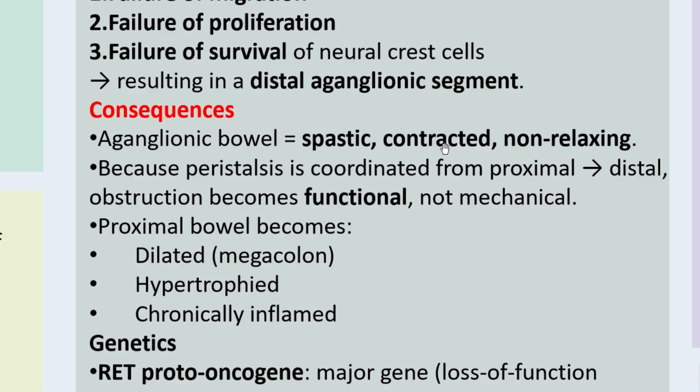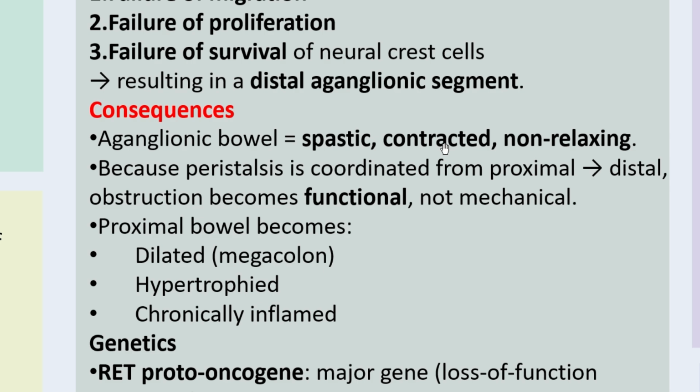Because we know peristalsis is coordinated from proximal to distal, the obstruction occurs because we don't have progression of peristalsis where we lack the plexuses. We don't have that rhythmic contraction and relaxation. So we end up with a functional obstruction.